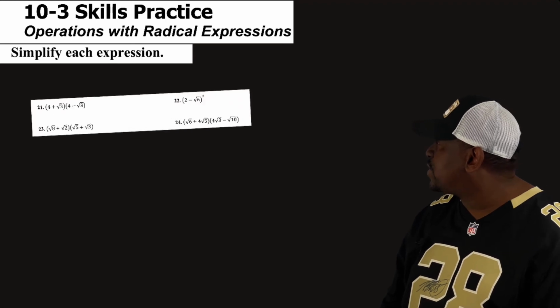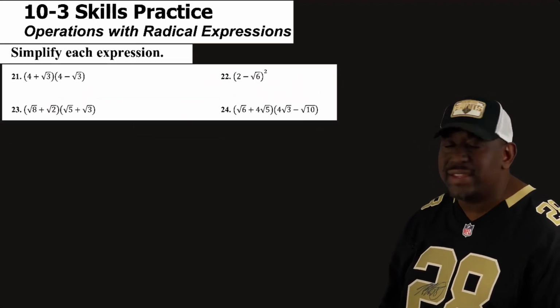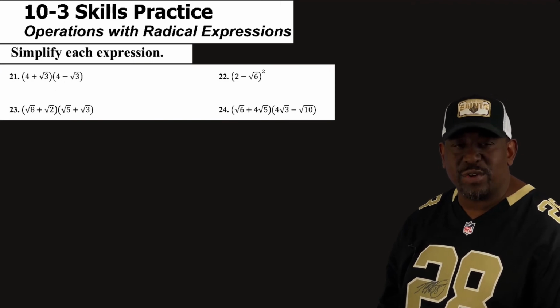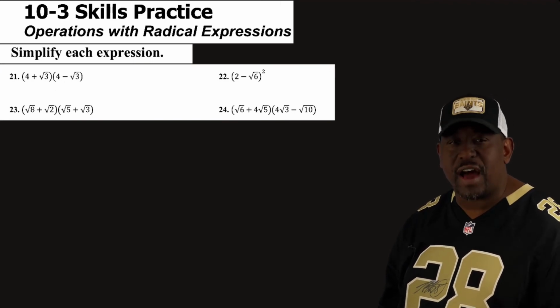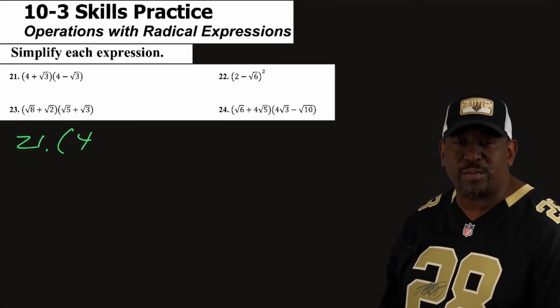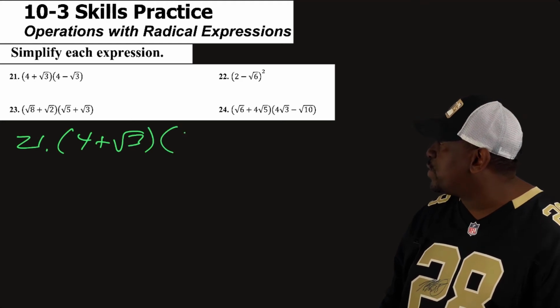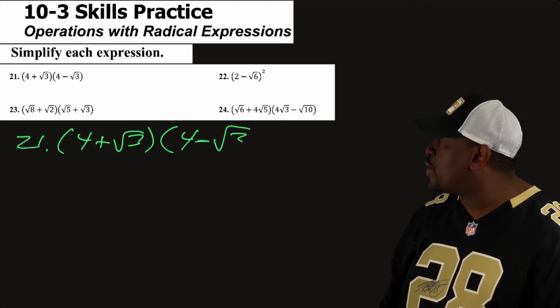So now we got another group of problems. We have 21 through 24. These look a little different. We're not multiplying one term times two quantities. We're multiplying two terms by two terms. So this is a little different. So number 21, we have 4 plus the square root of 3 times 4 minus the square root of 3.